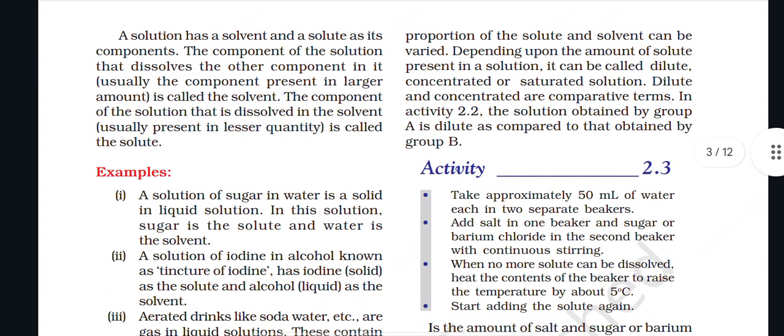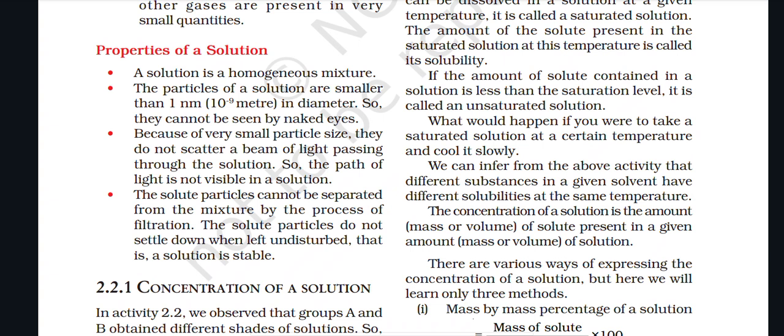Okay. Next, a solution has a solvent and a solute as its components. The component of the solution that dissolves the other component in it, usually the component present in larger amount, is called the solvent. The component of the solution that is dissolved in a solvent is called the solute. Next, properties of a solution. A solution is a homogeneous mixture. The particles of a solution are smaller than 1 nanometer in diameter, so they cannot be seen by naked eyes. Because of their very small particle size, they do not scatter a beam of light passing through the solution.